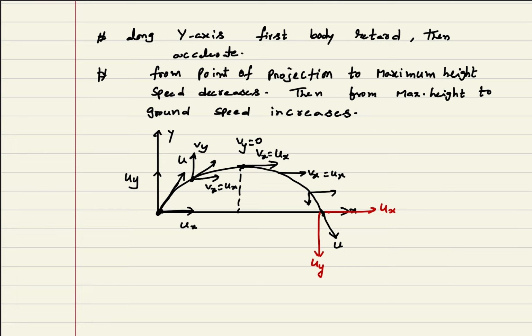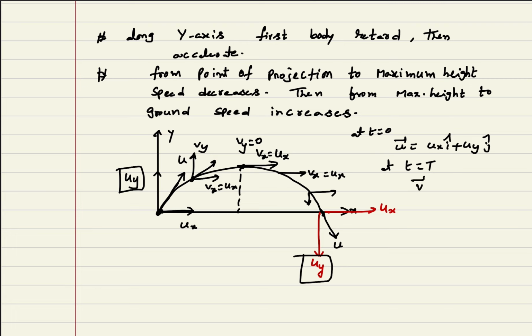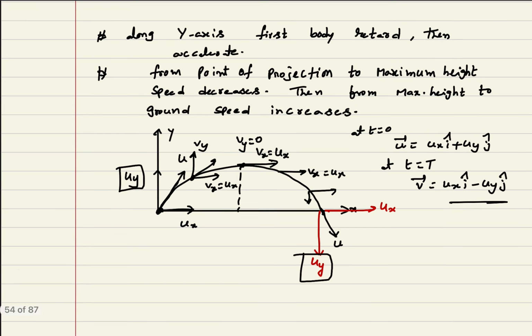Same velocity meaning the speed is the same, okay, but if you observe, the velocity direction changes. Why? Because the initial velocity, at t equal to 0, u bar is equal to ux i cap plus uy j cap. At t equal to time of flight, the final velocity v bar is equal to ux i cap minus uy j cap. See the observation properly, its velocity changes but speed remains constant.